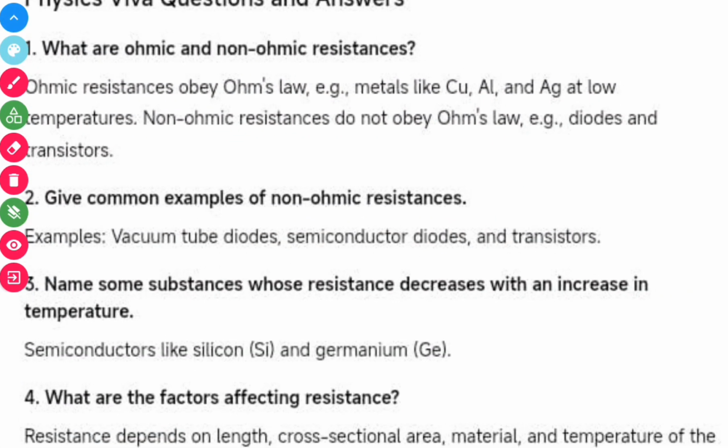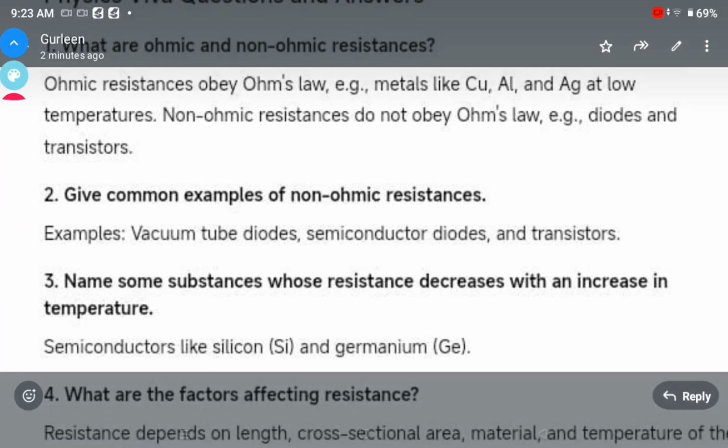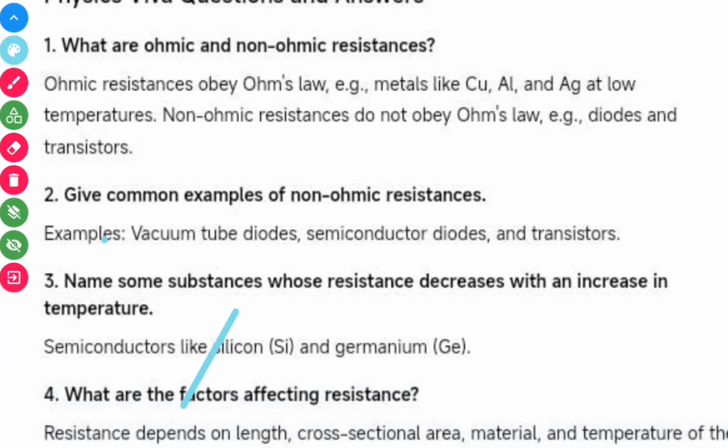What are ohmic and non-ohmic resistances? Ohmic resistances obey Ohm's law, metals like Cu, aluminium, Ag at low temperature. Non-ohmic resistors do not obey Ohm's law, for example diodes and transistors. Give common examples of non-ohmic: vacuum tube diodes, semiconductor diodes, and transistors.